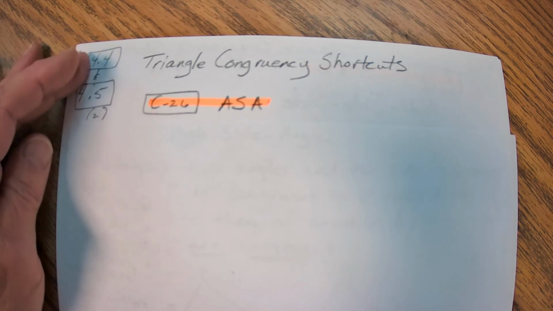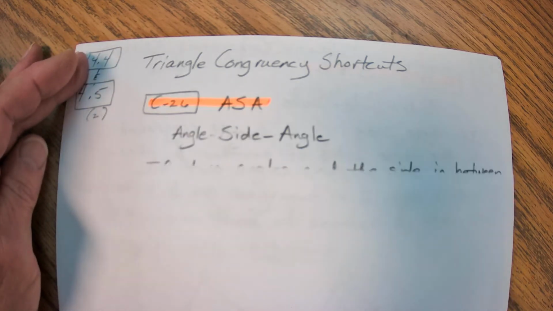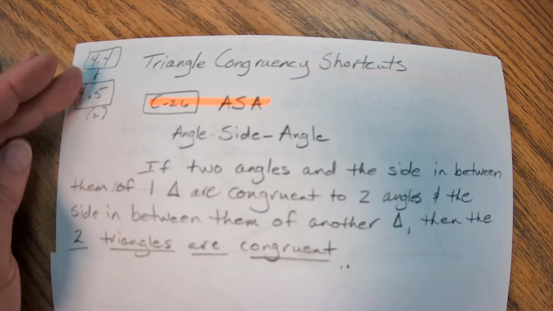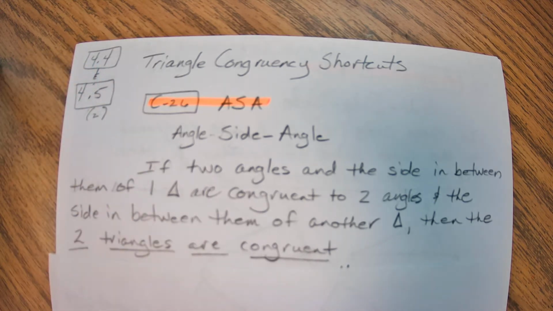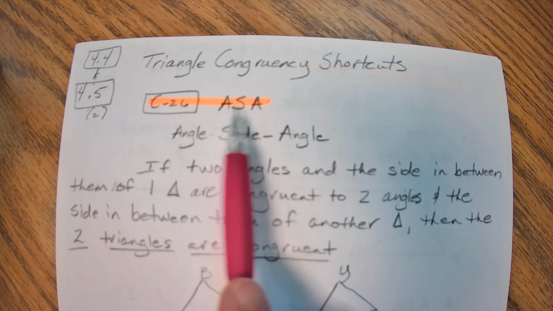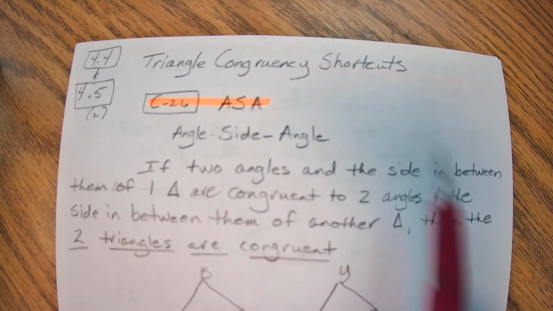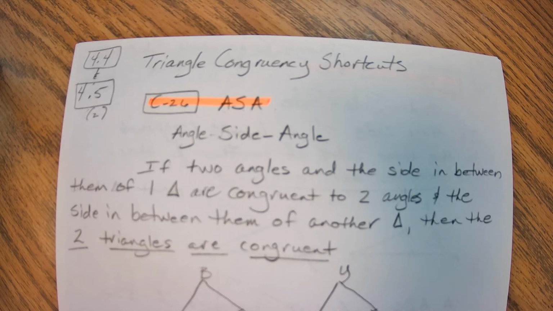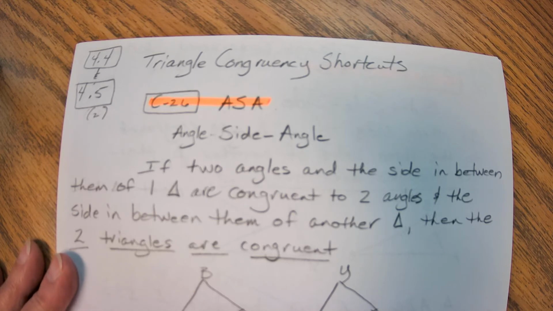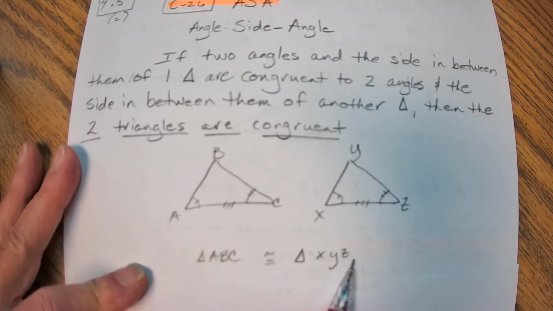Okay, so C26 is the angle side angle conjecture. And what that says is that if two angles and the side in between them of one triangle are congruent to two angles and the side in between them of another triangle, then the two triangles are congruent. So notice that this is two angles and the side in between them. So these two angles are congruent to these two angles, and the side in between them are congruent. So that means that ABC is congruent to XYZ.